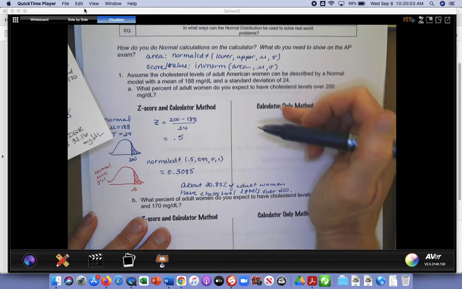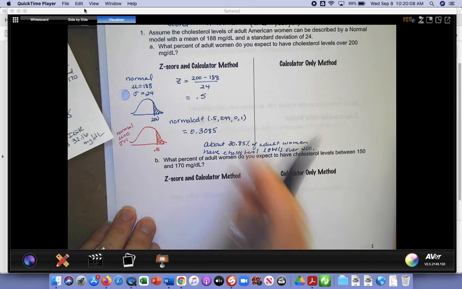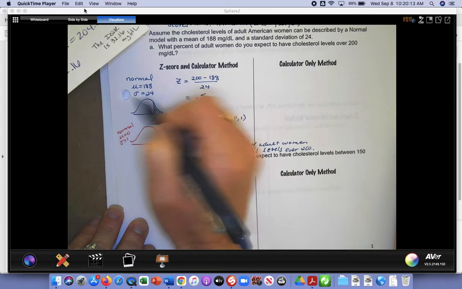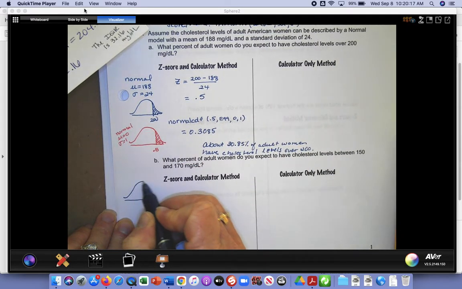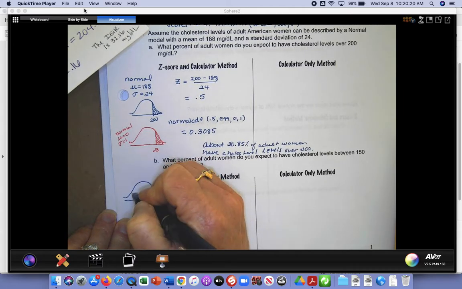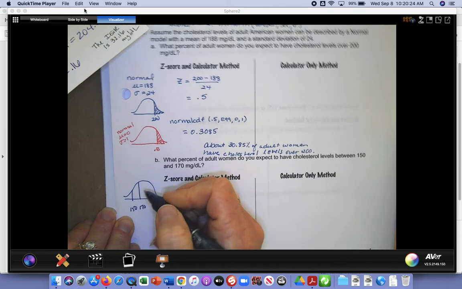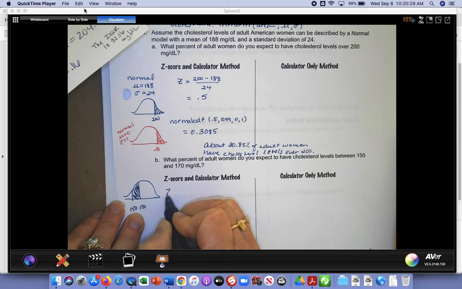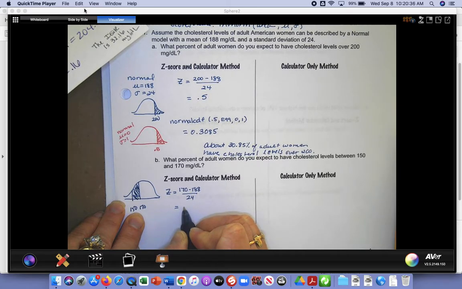All right, like I said, I'm going to come back and show you this other one, but we're going to keep going here. So when I'm doing this one right here, I'm not going to rewrite this again. It's the same thing. I'm going to draw a new picture. It's the same problem as the warm-up. So 150, 170, shading in between there, converting it to a z-score. This is nothing different from the warm-up.